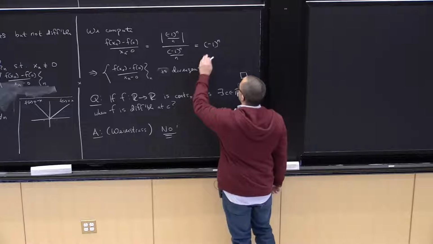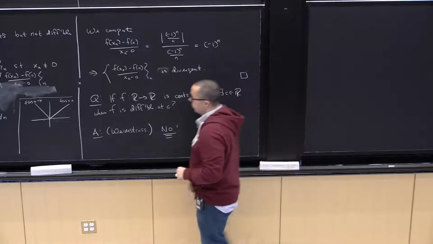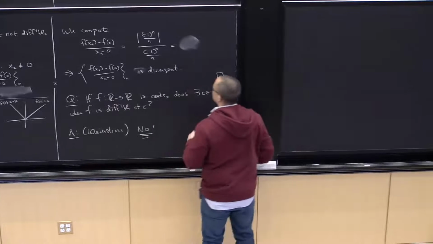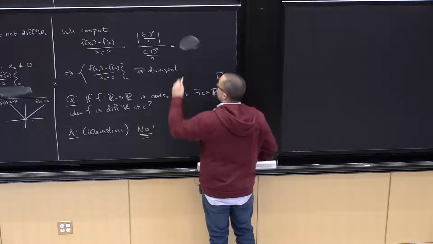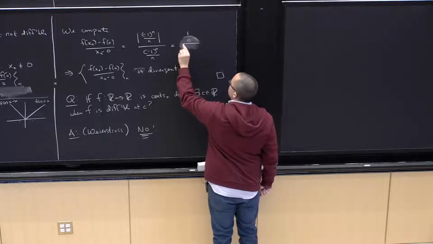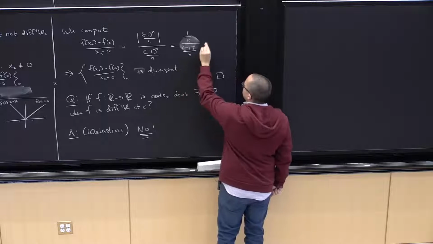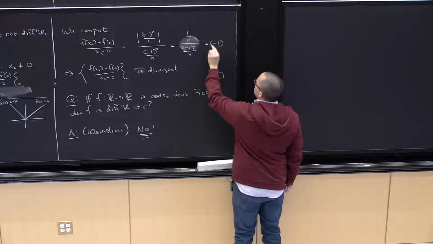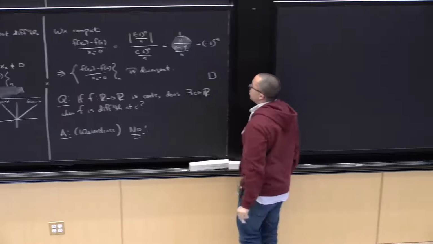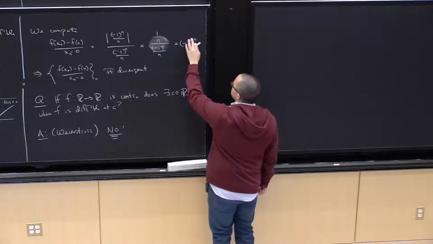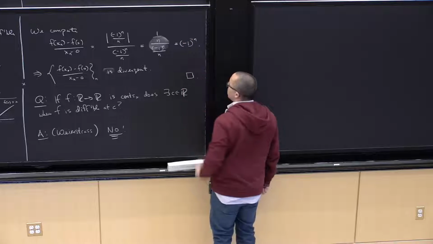This is just equal to 1 over n over minus 1 to the n over n, which equals minus 1 to the minus n, but you know, minus 1 to the minus n is equal to the same thing as minus 1 to the n.